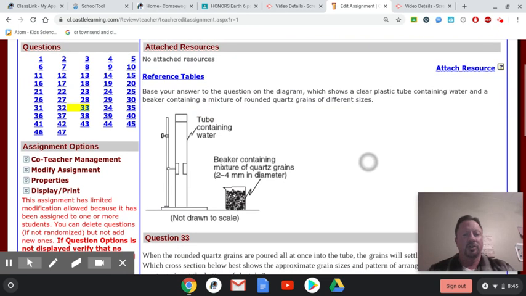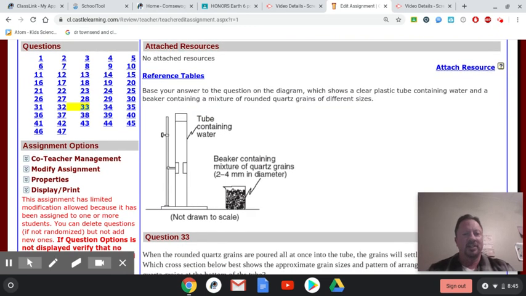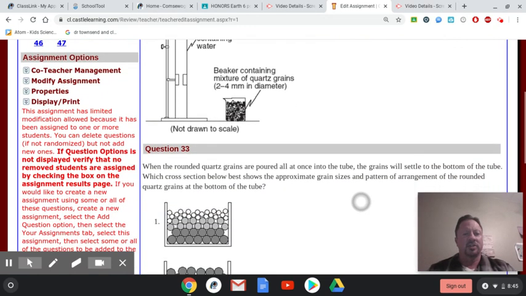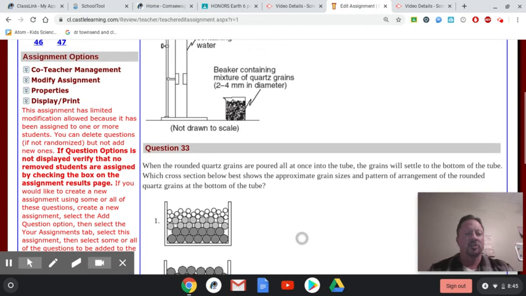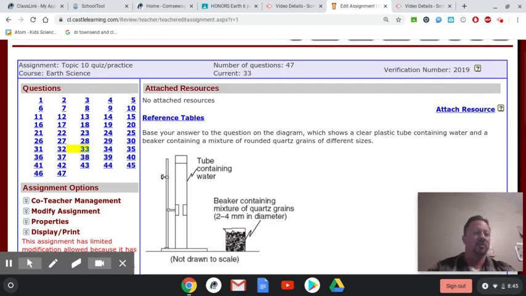33. Okay, so we've got a whole bunch of quartz, varying sizes. We dump it into a container. What's it going to look like once we put it in the container? The largest would get deposited first, then the medium, then the small. So it looks like answer 1 right there. You don't even have to go any farther.